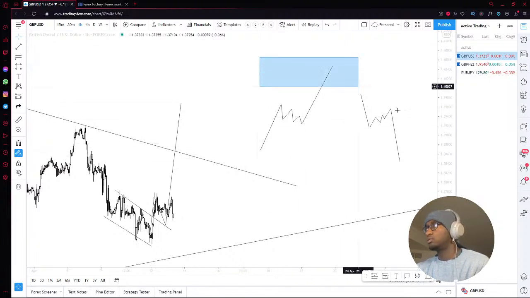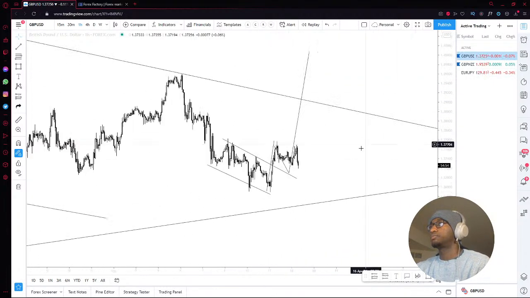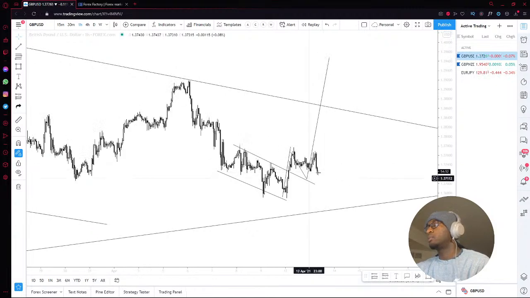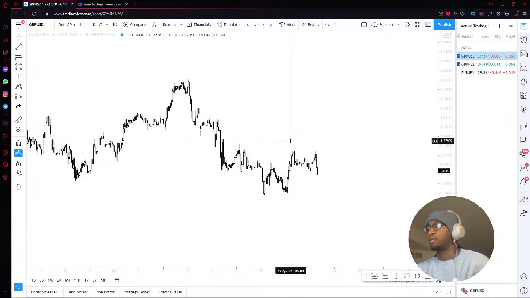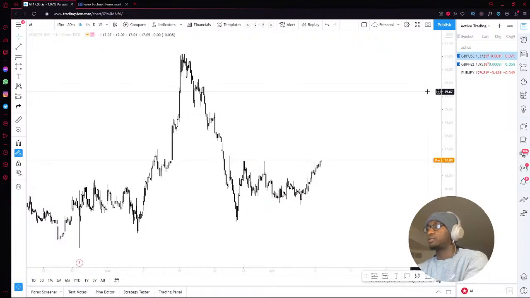Just delete that. And this is the markup we did yesterday. Basically everything's mapping out how we have been anticipating it. But let's do a full markup again on it. Make sure we're still seeing the same things.